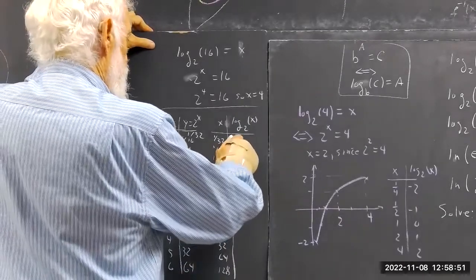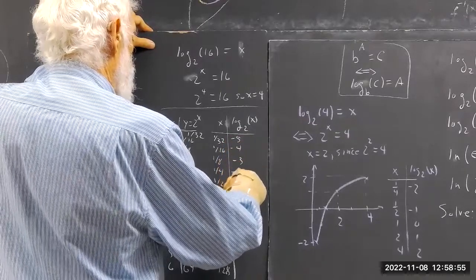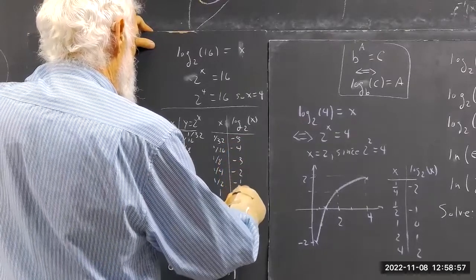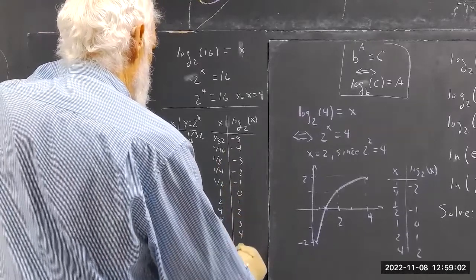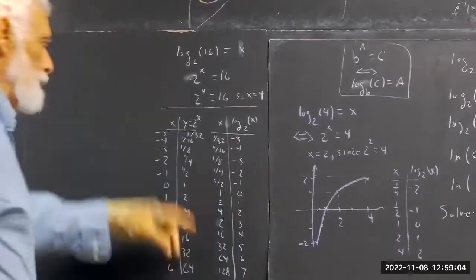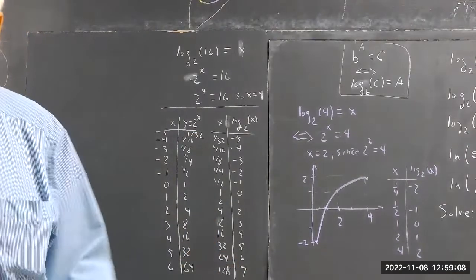And we're going to get these values. And right there, I've got them all the way down to 2 to the 7th. There's no calculation here that you can't easily do in your head.